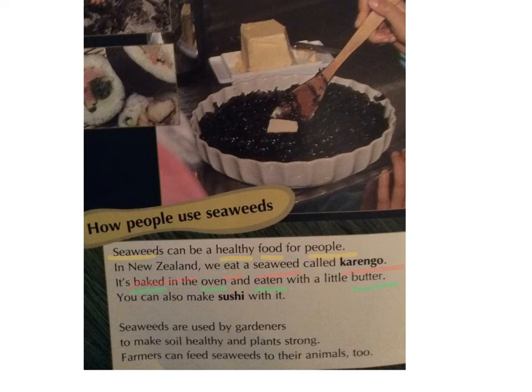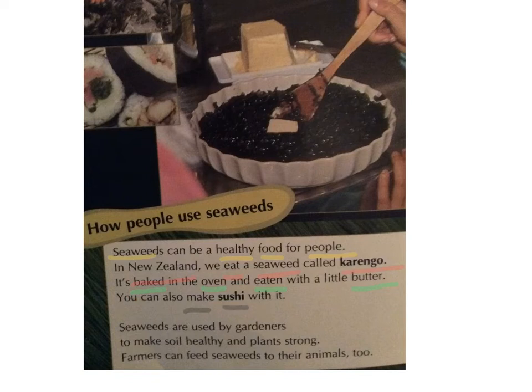The next sentence is, you can also make sushi with it. Now in this sentence, one of the key words has actually been put in bold, so that's easy for us to find. I think the key words in that sentence are make and sushi.